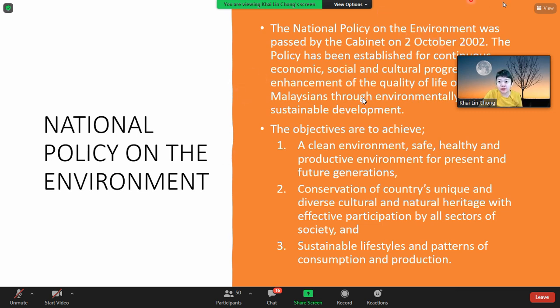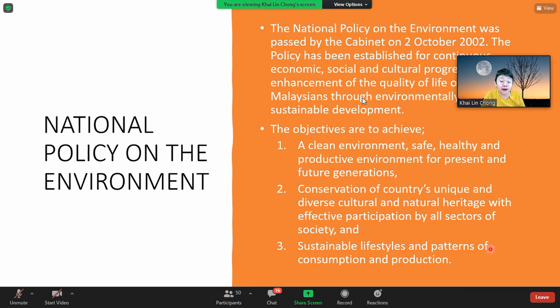Okay. So these are, and then we have the national policy of the environments. Okay, so this national policy was passed in the cabinet in 2002, 2nd October. So it will have to establish the continuous economy, social and cultural progress to enhance the quality of life of Malaysia. Okay, objective that we would like to achieve is a clean environment, safe, healthy and productive environments, okay, for present and also future generations. Conservation of the country unique and diverse culture and natural heritage with the effective participations by everybody. And then the final one is a sustainable lifestyle and patterns of the consumptions and productions.